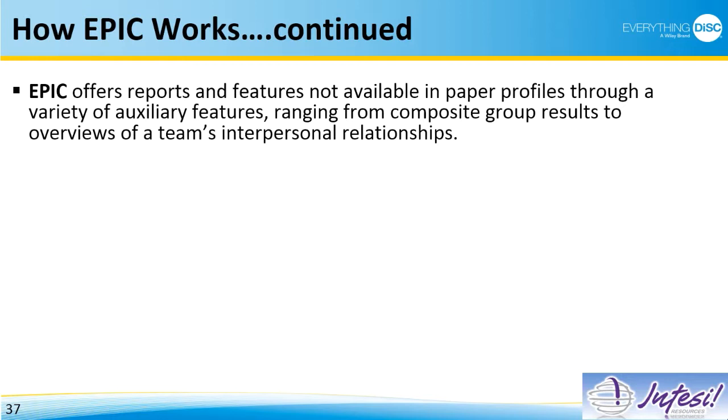Epic also offers reports and features not available in paper profiles through a variety of auxiliary features, ranging from group results to overviews of a team's interpersonal relationships and tailoring Everything DiSC reports according to your company's training needs. You have the ability to rearrange sections of the Everything DiSC reports or totally omit them to fit your training needs. You can even change the title of the profile to reflect your company, training program, or the team.